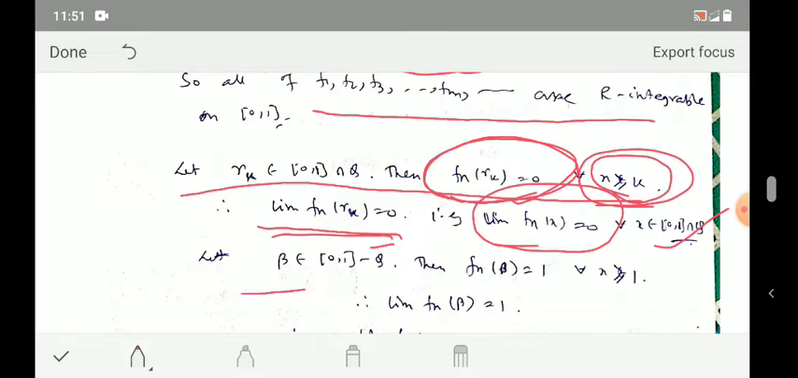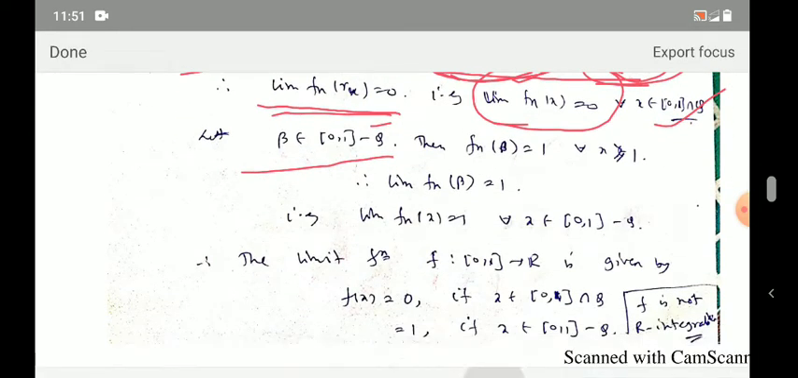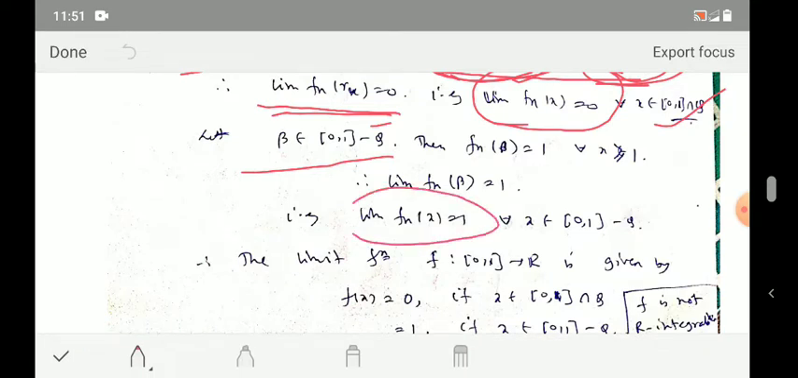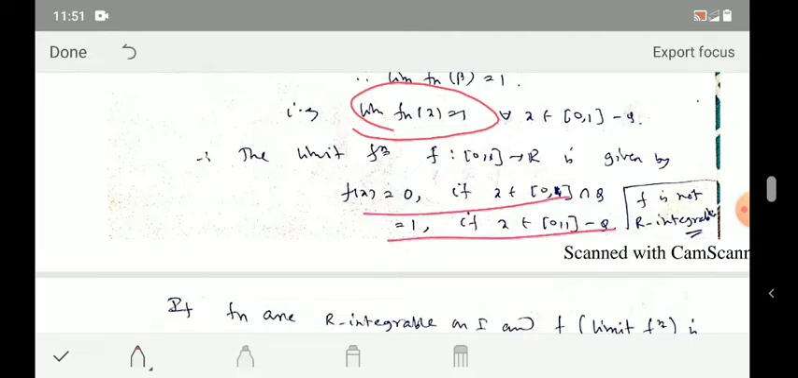Similarly, if we consider beta belonging to [0,1] minus Q, then fn(beta) equals 1 for all n for an irrational point, therefore the limit of fn equals 1. Therefore we get the limit function as f(x) equals 0 if x is rational and f(x) equals 1 for x irrational. We already saw that f is not Riemann integrable.